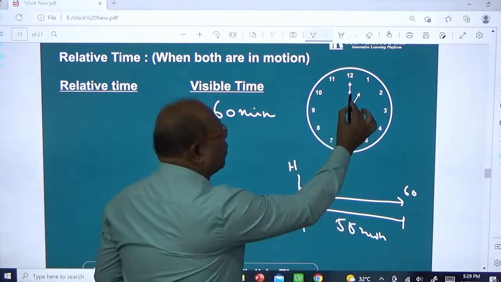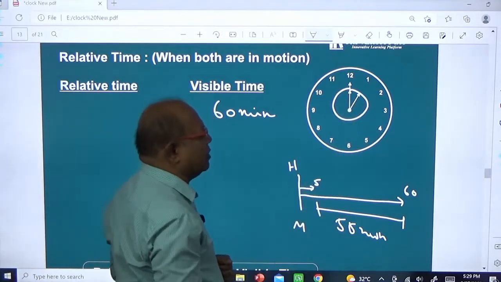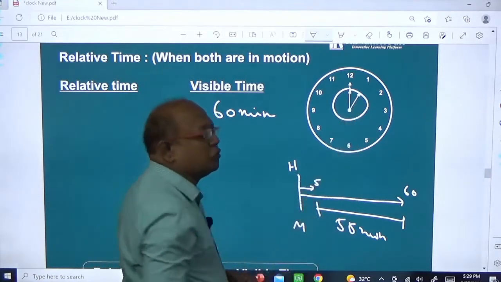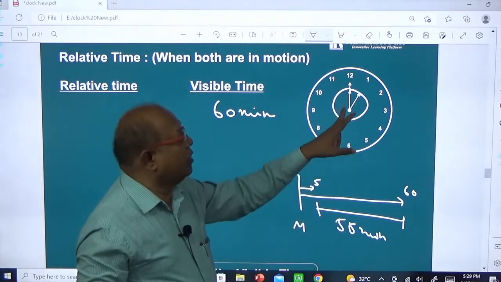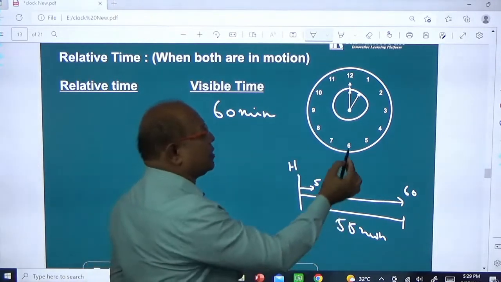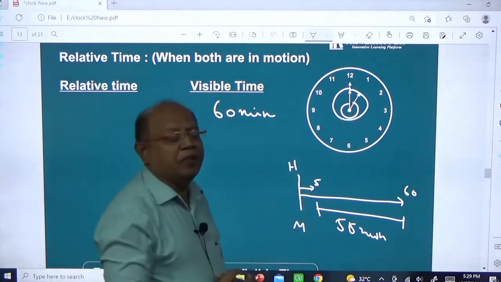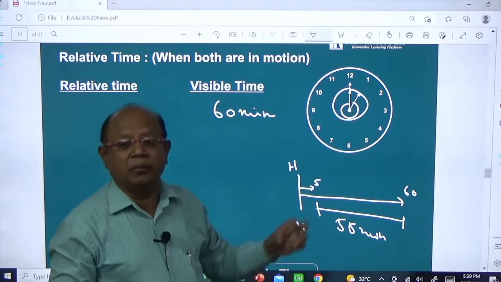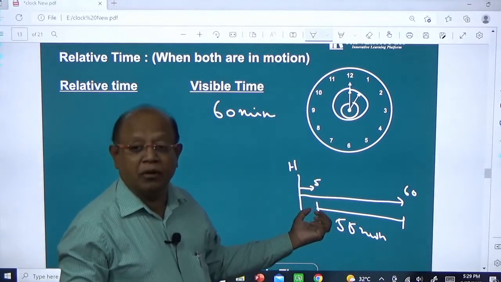Let us see. This is the 12 o'clock position. Now after one round, what happened? The smaller hand goes to 1. Initially both were at 12. Now after one round, the smaller hand has gone to 1. Now what is the present situation? The smaller hand is only 55 minutes ahead of the bigger hand. So this is what I have shown in the linear movement.